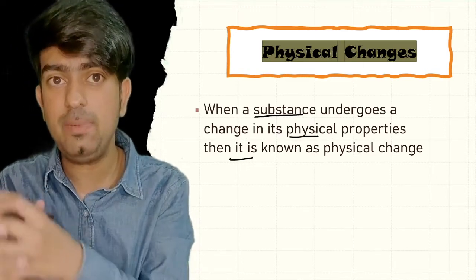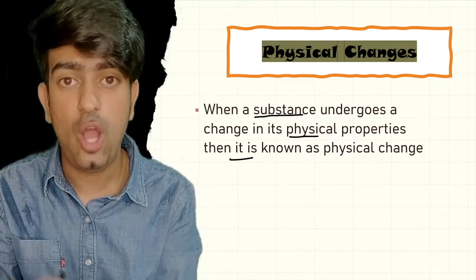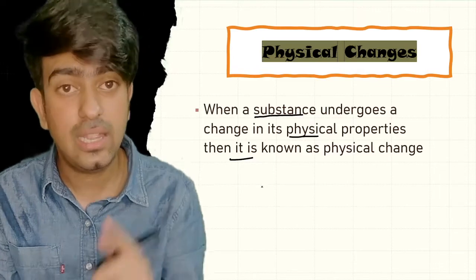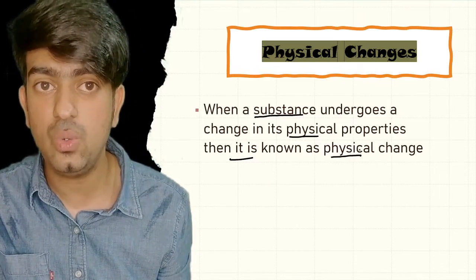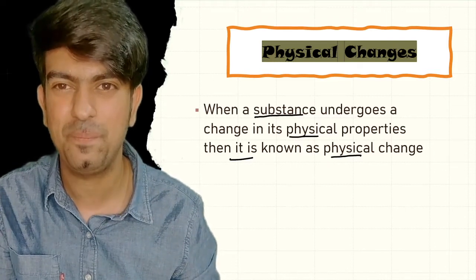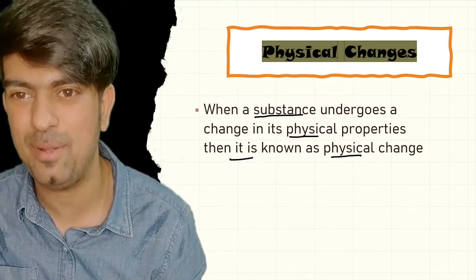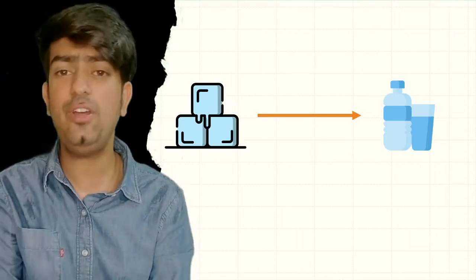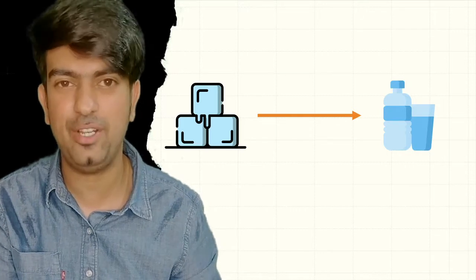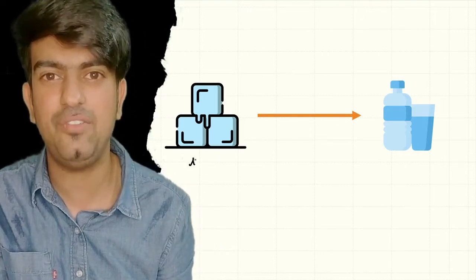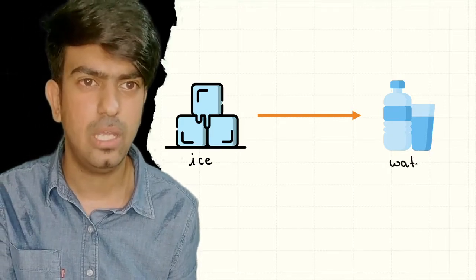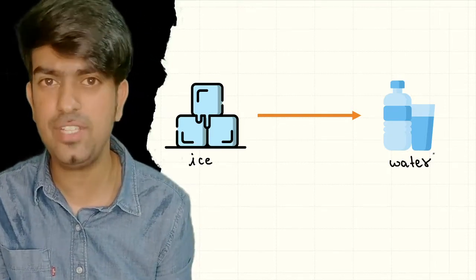जब कभी भी किसी भी सब्सटेंस में चेंजेस हो रहा हो और वो सब्सटेंस अपना फिजिकल प्रॉपर्टीज चेंज करे, then that condition is known as what? फिजिकल चेंज. Do you want to see any example? Let's quickly check the example of the physical change. So one of the major examples of the physical changes in front of us, that is the conversion of ice into water. Yes, it is a physical change.